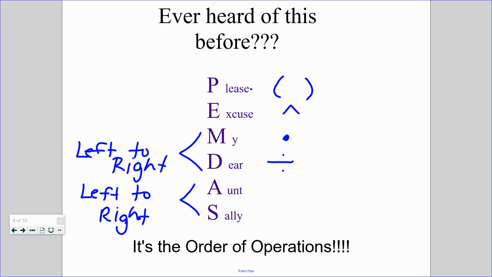It doesn't have to be parentheses though. It could also be brackets. If you see something like this, that's another way to write parentheses, just square parentheses, so you do that first. Also, if you have a really big fraction, we put the numerator in parentheses and the denominator in parentheses, which means if we have several things on the top or the bottom that we need to simplify, we always do that first. We simplify the whole top, we simplify the whole bottom, and then we do the division step last. So we treat those like there are parentheses there. Okay, good?